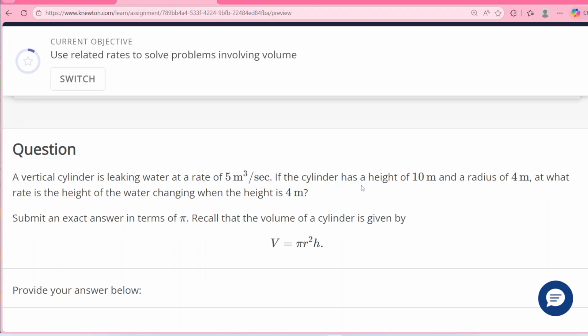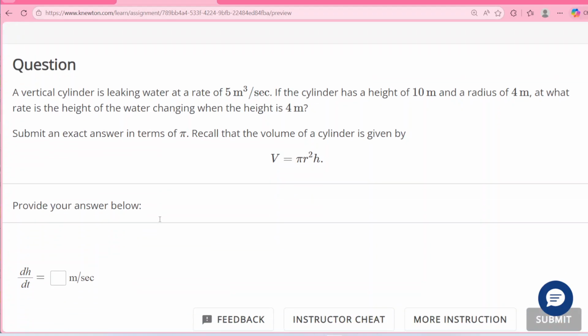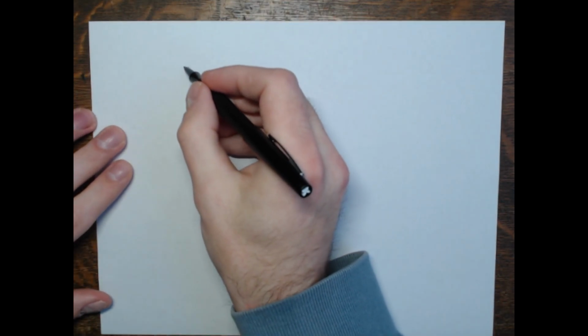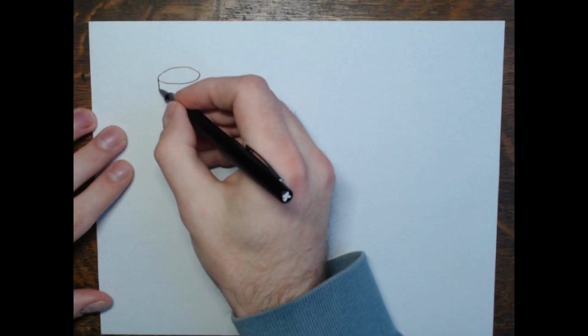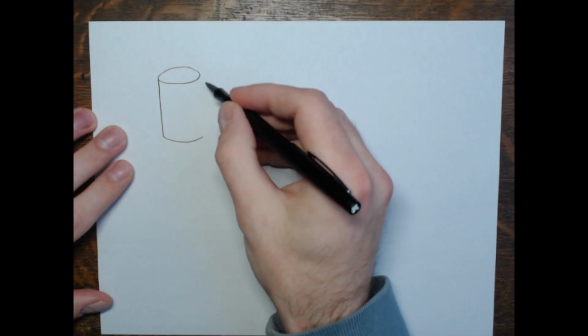If the cylinder has a height of 10 meters and a radius of 4 meters, at what rate is the height of the water changing when the height is 4 meters? Okay, so this is another one where only two of these quantities are actually changing. See, you've got volume V, the radius R, and the height H. Only two of these quantities are actually changing. So you have a cylinder. They told us it's a vertical cylinder, which is like this.